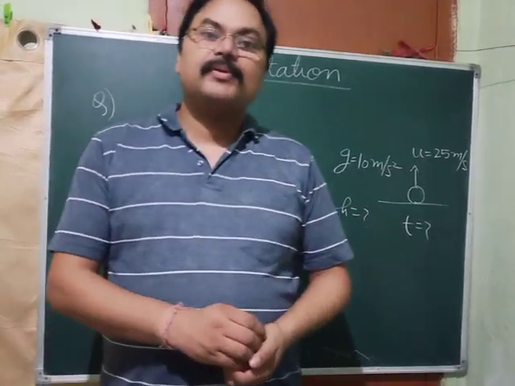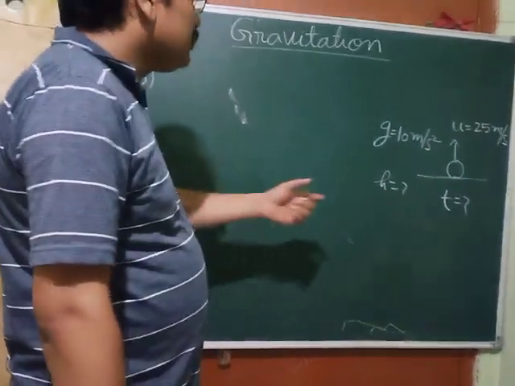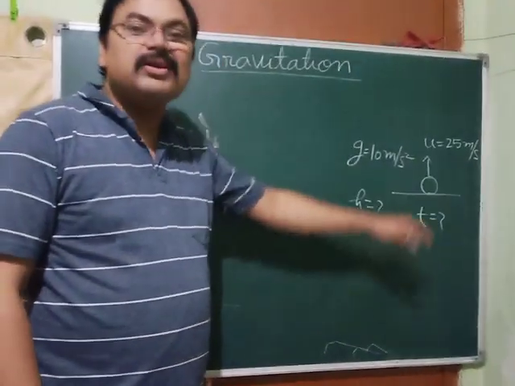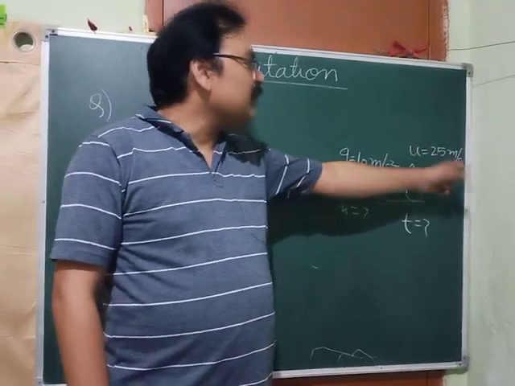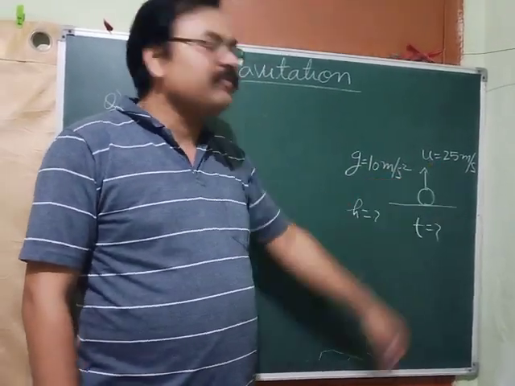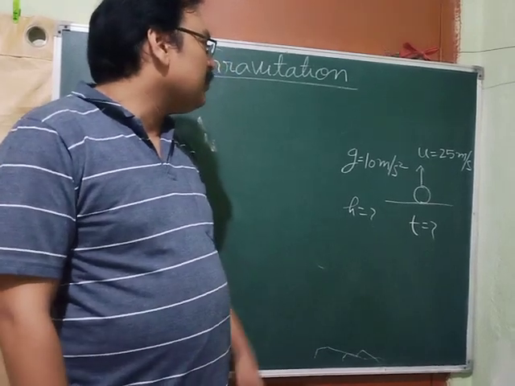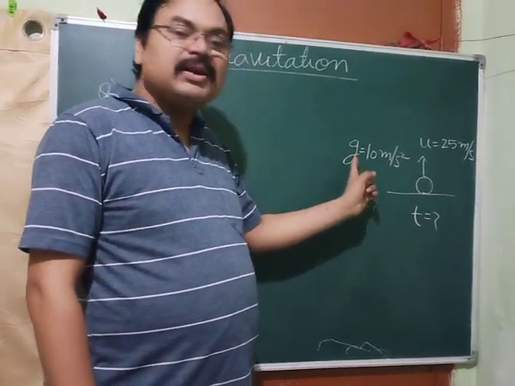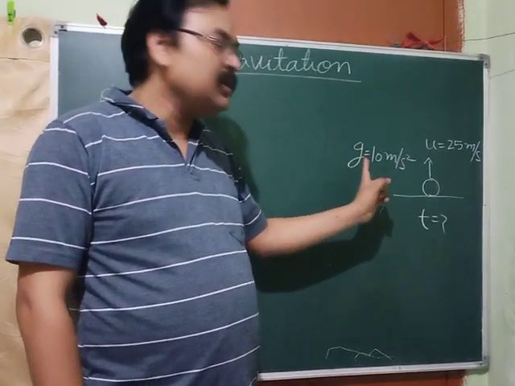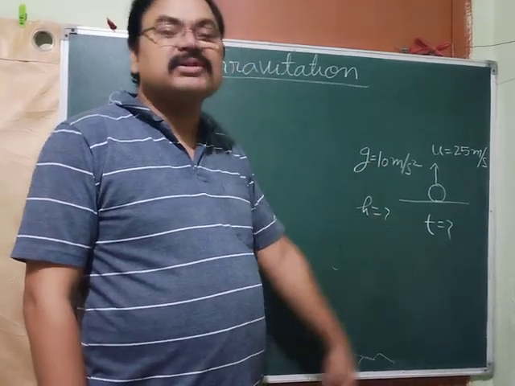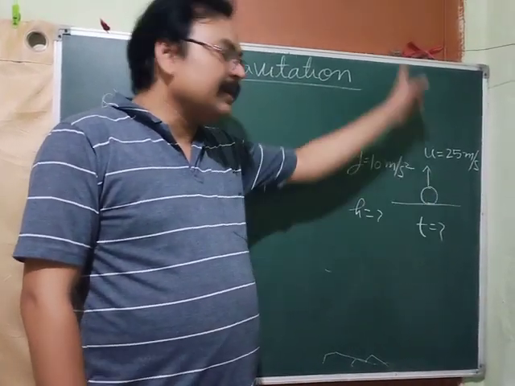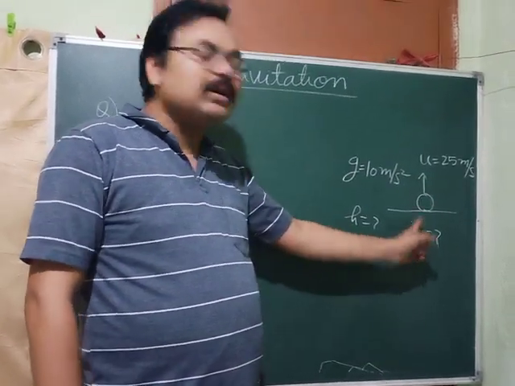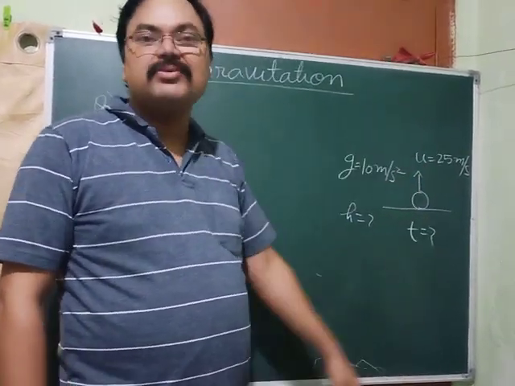I'm starting with this question: a ball is thrown in the upward direction with a velocity of 25 meter per second. Initial velocity is 25 meter per second. It is given in the question that g is equal to 10 meter per second square. You have to find the maximum height it will attain, and the total time it will take to go up and come back to its place.